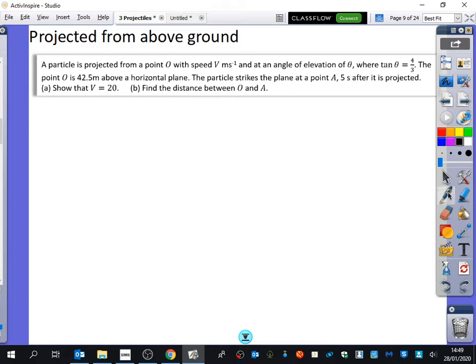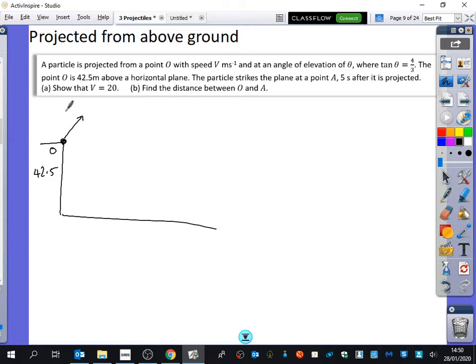This time we can have things where maybe it's not projected from the ground. We go back to the idea of it being from a cliff. So here we go. Particle is projected from a point O with speed v meters per second at an angle of elevation theta, where tan theta equals 4 over 3. The point O is 42.5 meters above a horizontal plane. So I'm actually going to probably start drawing that bit there. There's the point O, and it's 42.5 meters above a horizontal plane. The particle strikes the plane at a point A 5 seconds after it is projected.